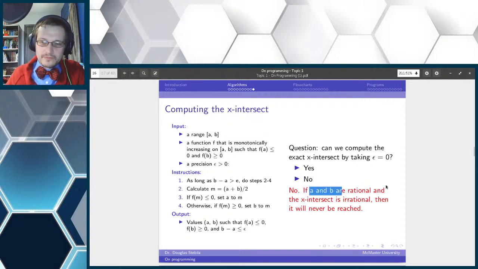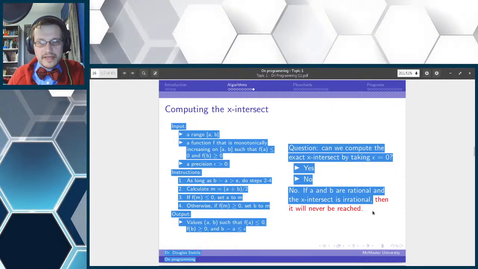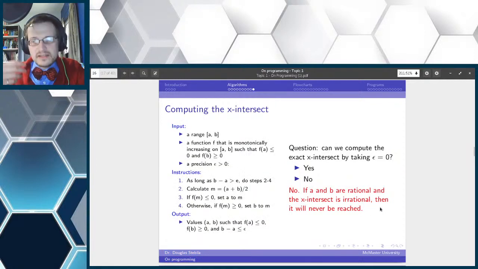Also, if A and B are rational and the x-intercept is irrational, it will never be reached. So there's also a technical reason related to the way in which numbers are represented that we'll get into when we do floating point numbers.